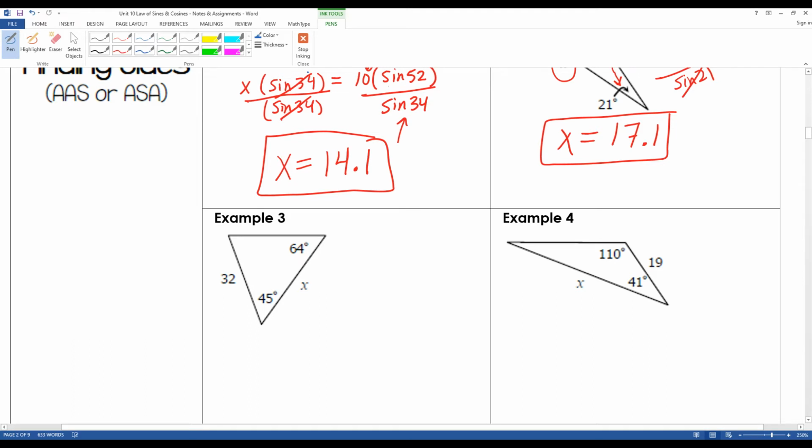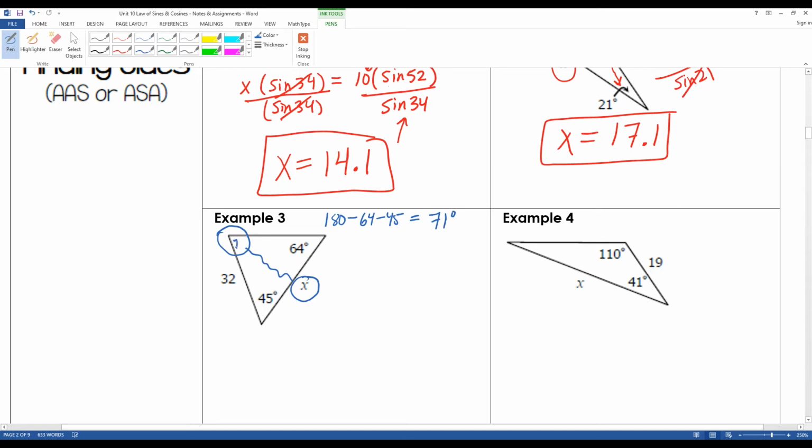Okay, let's set up example 3. I have side x. This is what I'm looking for. Do I have the angle that goes with it? I do not. But I can find it because all three angles add up to 180. So if I take 180 minus the 64 minus the 45, that's going to equal the angle that I need. And that looks like it should be 71.